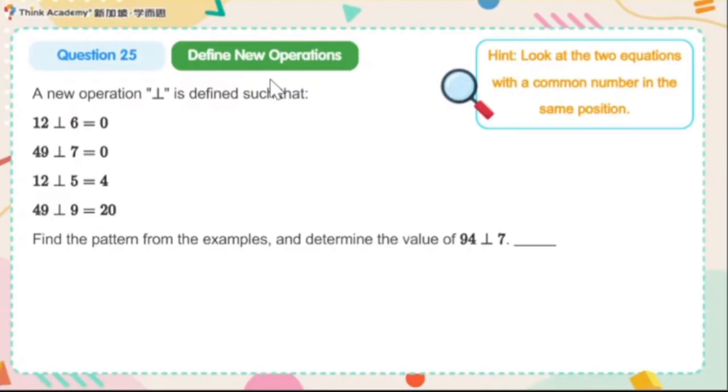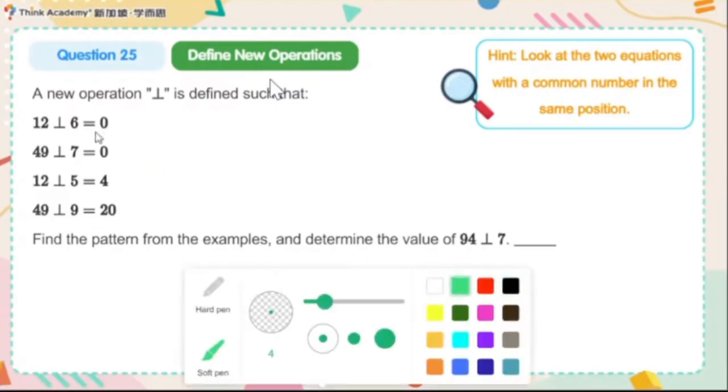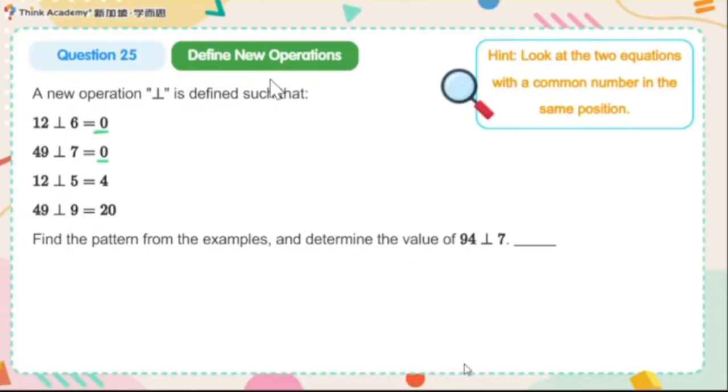Right. I see that there are 2 equations with the result of 0. 12 part 6 is 0. 49 part 7 is 0. They both result in 0. So we need to look at them a bit closely. Why could they give me 0? What is so special about each pair of numbers? What is so special about them, right?